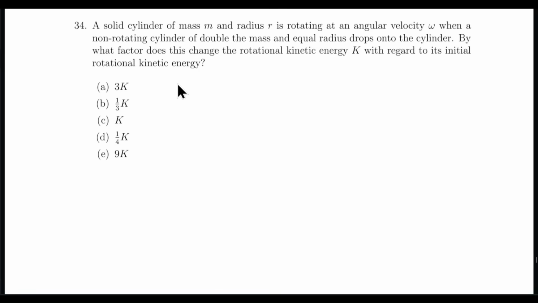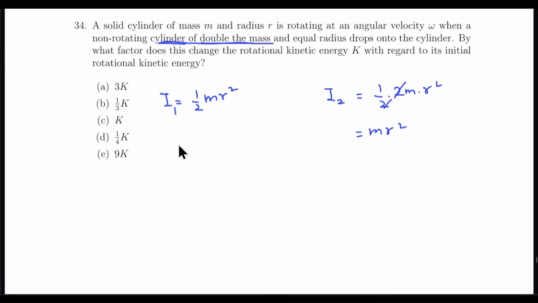Okay. The moment of inertia of the cylinder is given by 1 half mr square. So that's for cylinder number 1. And for cylinder number 2, it is double the mass given over here, so 2m and equal radius. So that's just mr square. So initial angular momentum is given by I omega. I is half mr square and omega is just omega.